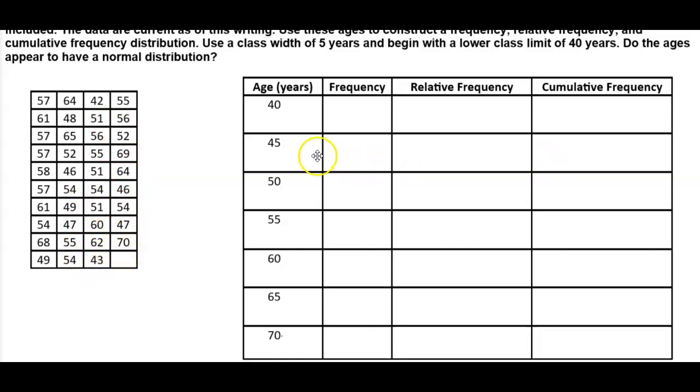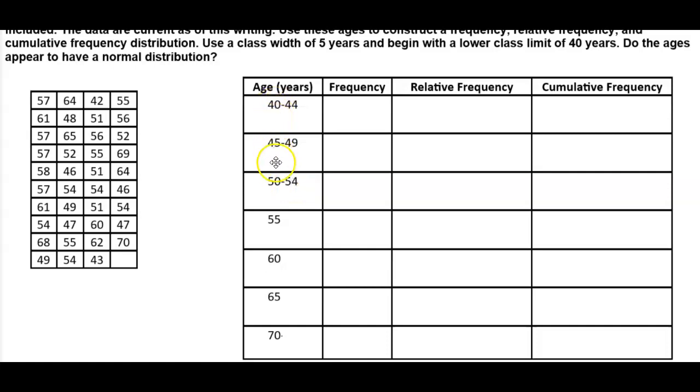Okay, so now we need to find the upper limit of each class. Since there's no decimal here, we're only dealing with whole numbers. Well, what number is 1 less than 45? That means we get 44. Then what number would be less than 50? 50 minus 1 is going to give us 49. Okay, 55 minus 1 is going to give us 54.